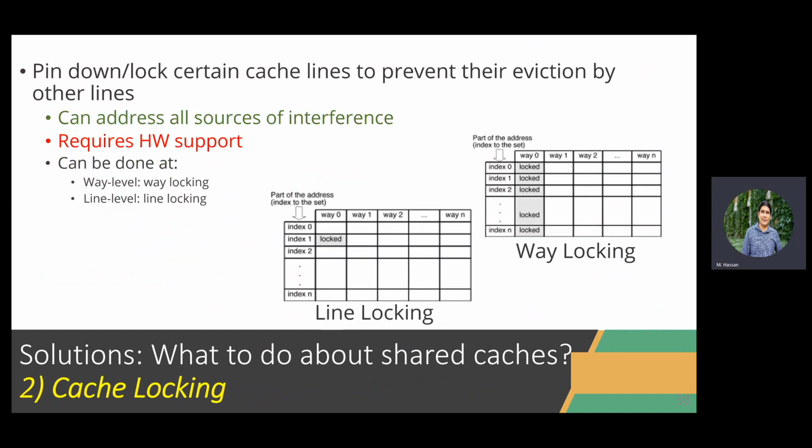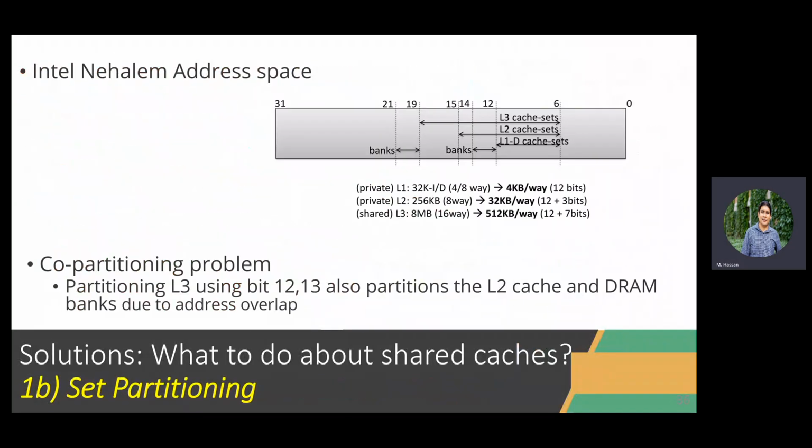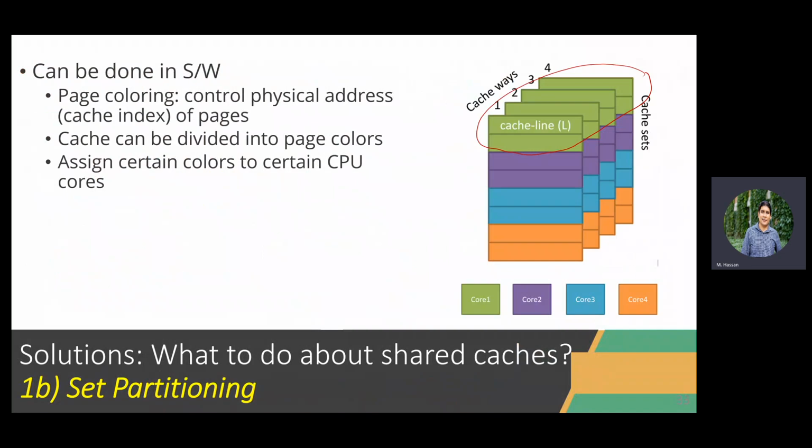Yeah, static versus dynamic. Okay, let's finish this. So we discussed two ways of partitioning, static partitioning and dynamic partitioning. What we discussed so far is I assumed I can really partition my cache offline, statically, right? So from the beginning, I know that core zero, let's talk about set partitioning, for example, will always access set zero. Core one will access set one, et cetera.